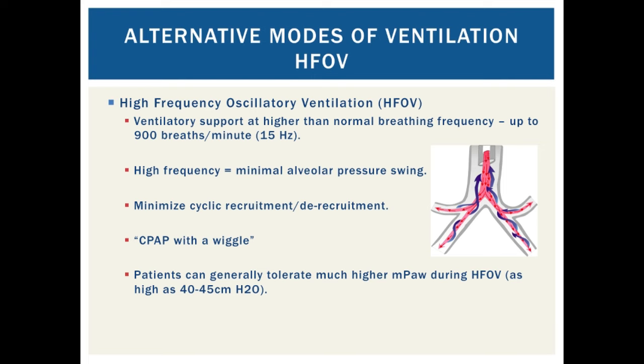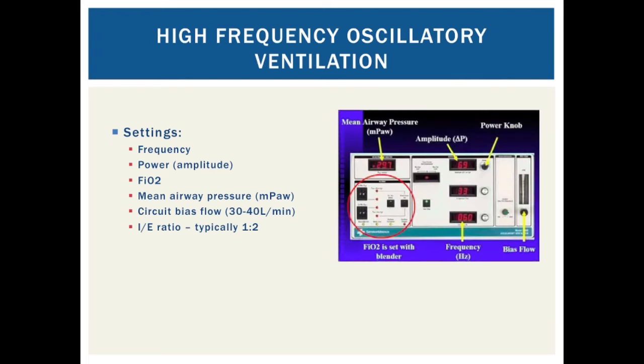But the real question is, okay, this is a little weird. What are the settings? So you'll see here, there are a couple of different things: frequency, power, FiO2, mean airway pressure, the current bias flow. That's basically just how fast the oxygen is blowing through the circuit. You can look here, there's an I/E ratio. So we're going to go over what all these settings do.